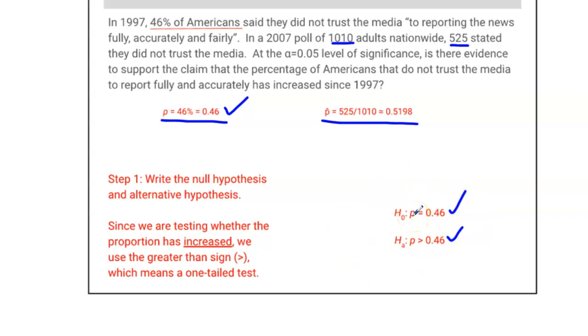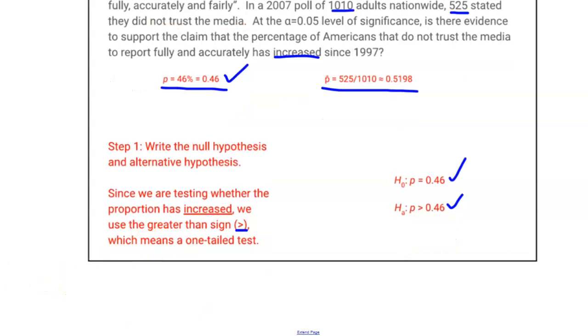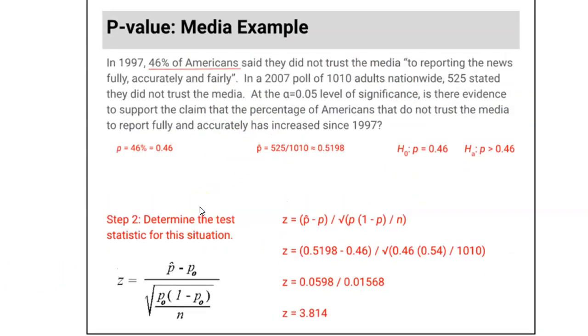Either the population proportion is equal to 0.46 or it's greater than 0.46. Why are we using greater? Because they talked about whether that amount has increased. So increased uses the greater than sign. So now that we know it's a one-tail test, we can go to step 2, which is using the test statistic.